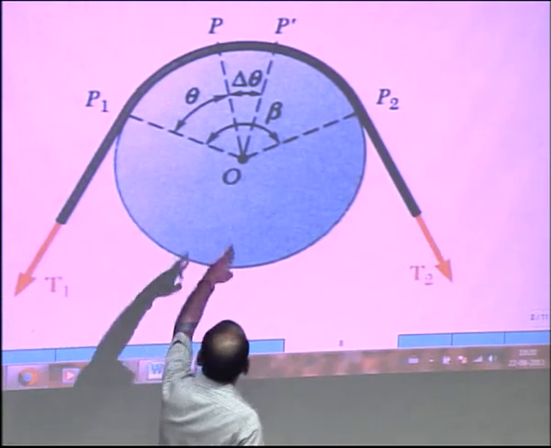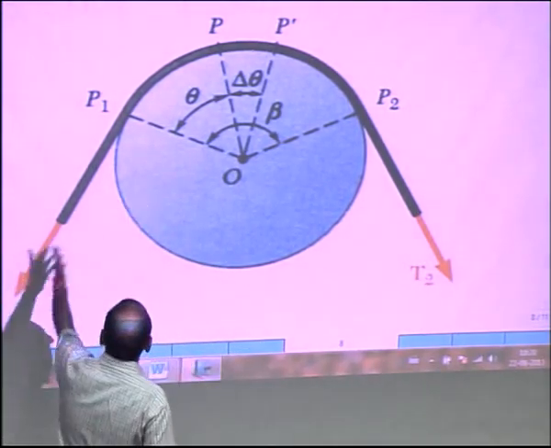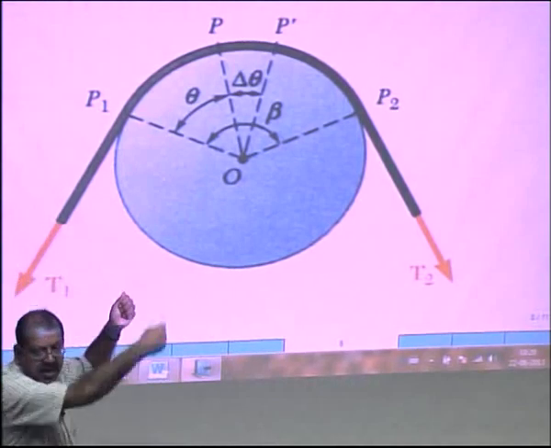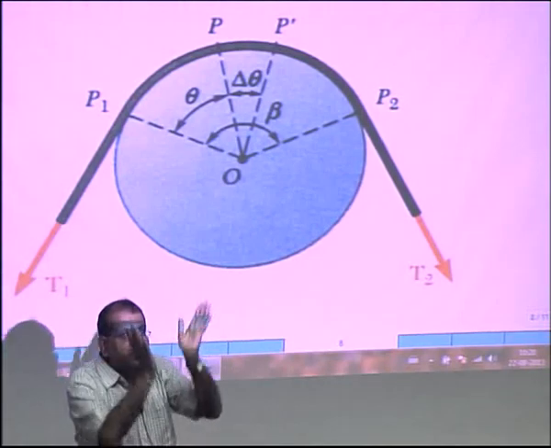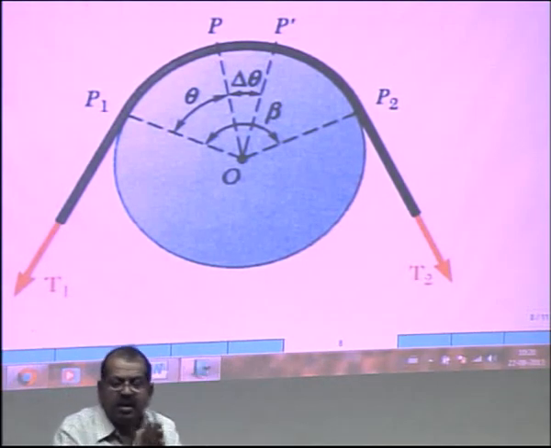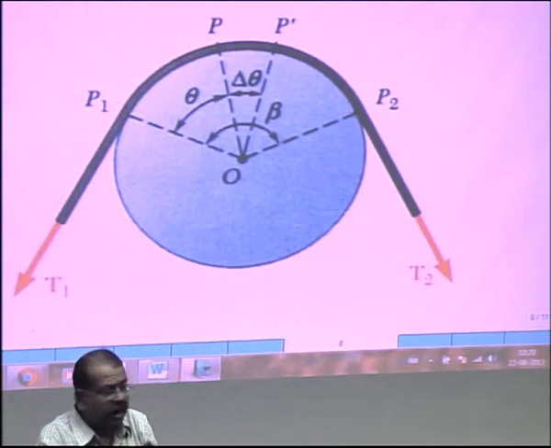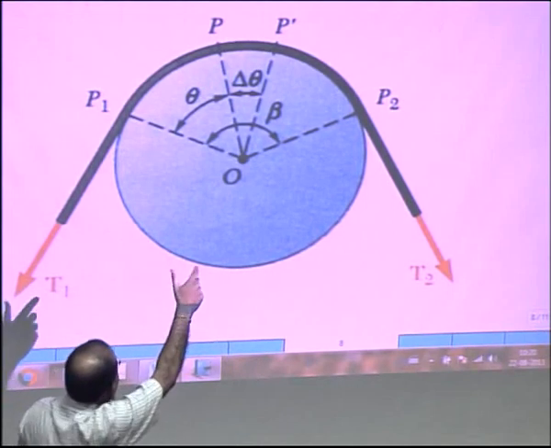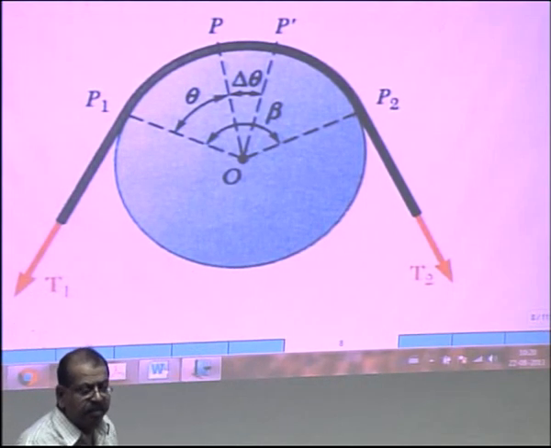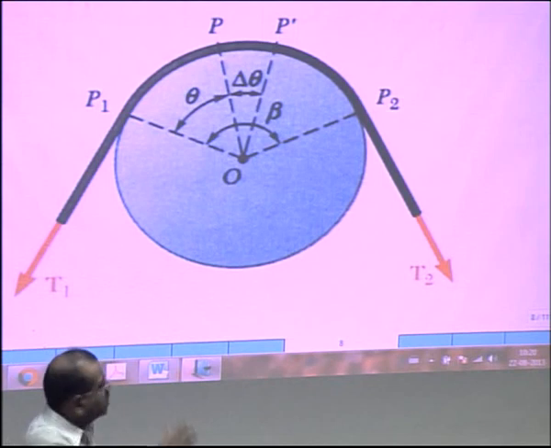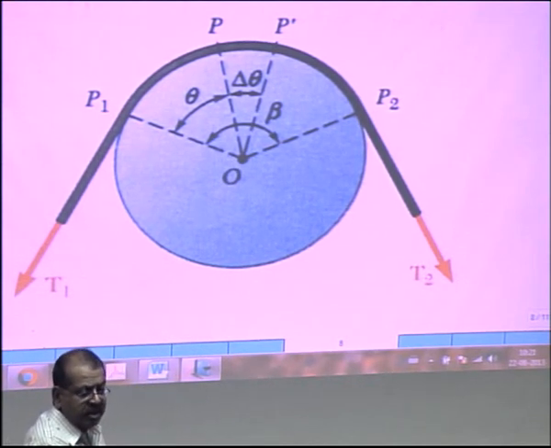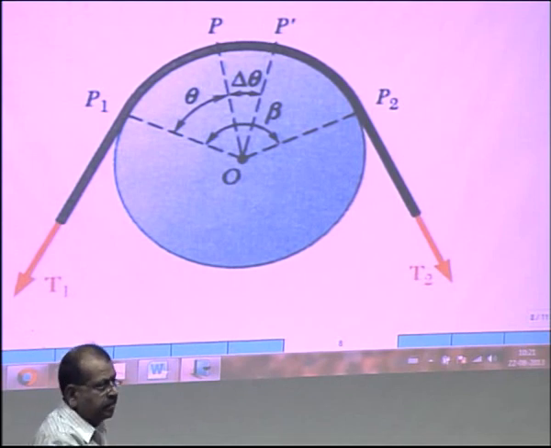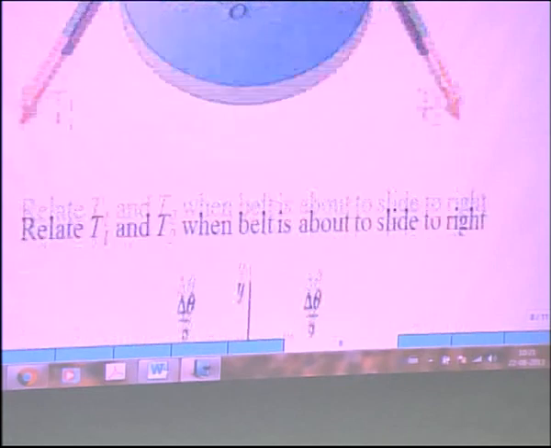So we look at a portion of the belt, we are starting from this end because the belt will slide to the right. So at an angle theta, we choose a sector of angle delta theta, and we draw the free body diagram of the belt between the points P and P prime. P starts at theta and P prime is located at an angle of theta plus delta theta from P1. So we draw the free body diagram of the belt.